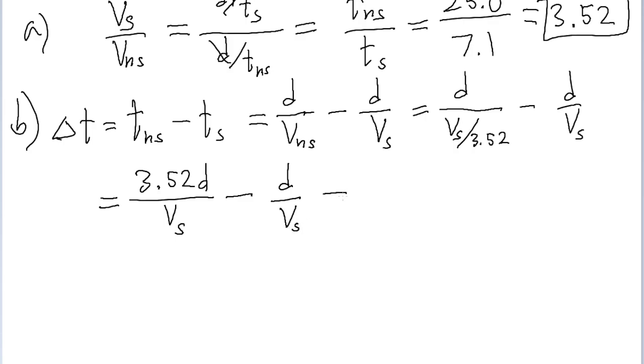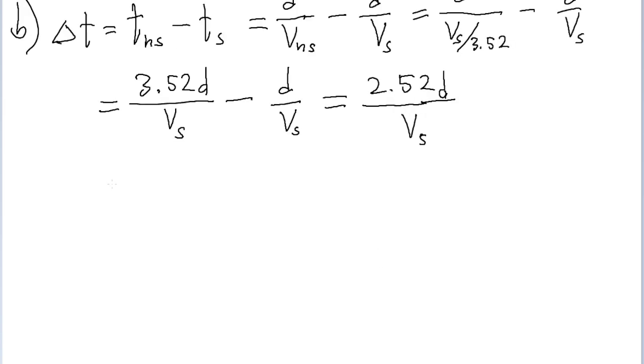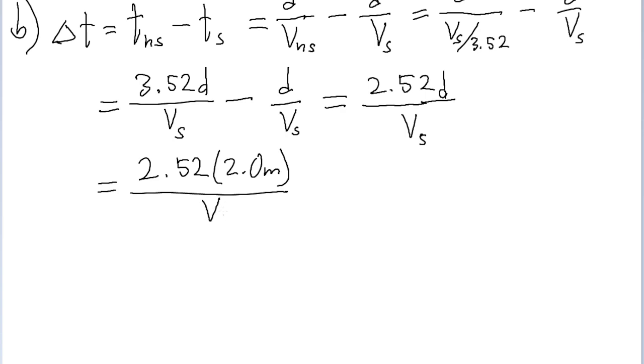We can simplify this even further because the denominators are the same and the numerators both have a d. So this is basically saying 3.52d minus 1d. So we can combine them together by saying 3.52 minus 1, that's just 2.52d, divided by v sub s. So now we've got a pretty simple formula here, and the problem tells us that we're looking at the case where the distance is 2 meters. So 2.52 multiplied by 2 meters divided by v sub s. Put this into a calculator, or just do the math, and we find this time difference to be 5.04 meters over v sub s. And that is the time difference.